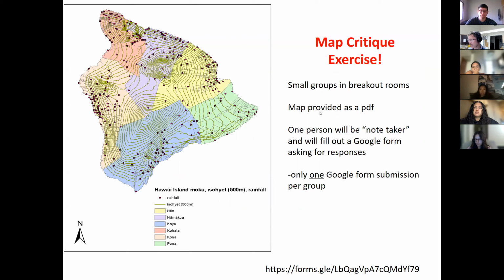I'm going to randomly put you into small groups and breakout rooms. Everybody gets a copy of the map to refer to and look at. One person in the group, I don't care who, you work it out, is going to be the note taker. They're going to fill out a Google form that I'm going to share the link to. The Google form will ask for responses. You only need to do one Google form submission per group. So if you're a group of 4 people or 3 people, only one person submits, and in there you'll list the names of the group members. I'm going to ask you questions about this map for you to respond to.